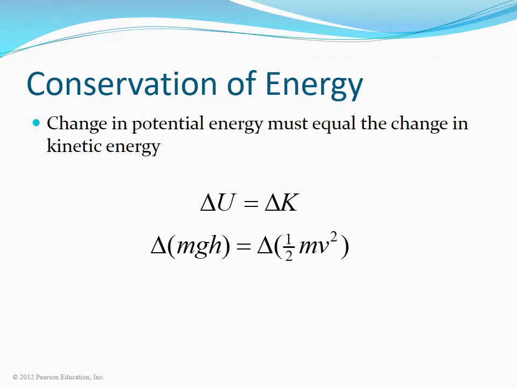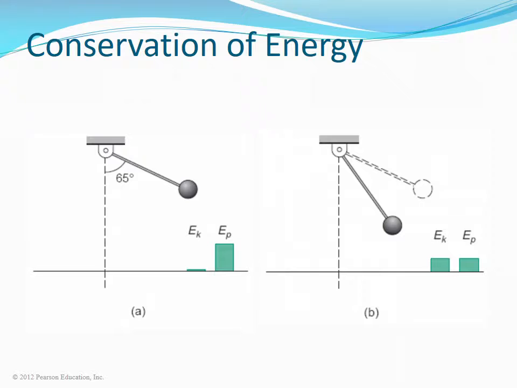For an isolated system with no losses to thermal energy, the change in potential energy must equal the change in kinetic energy. The diagram shows the position of a pendulum. At the left is the beginning of the swing, and the kinetic energy is 0. All the energy is potential.